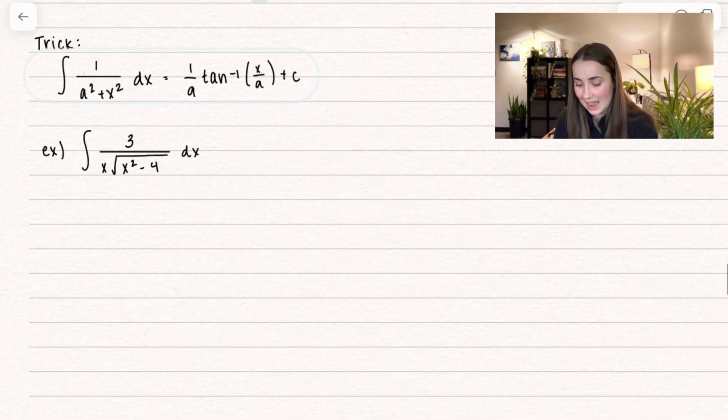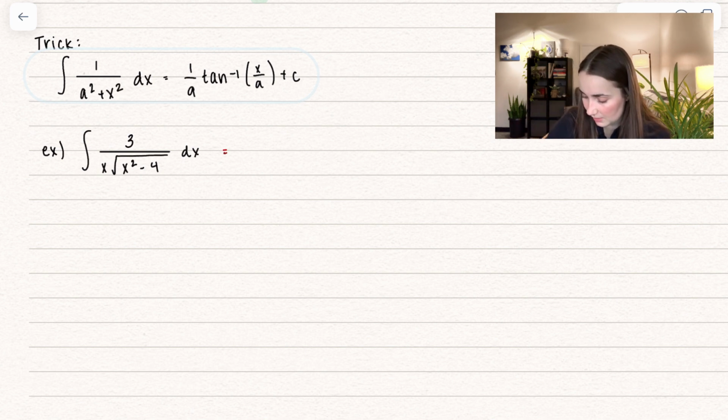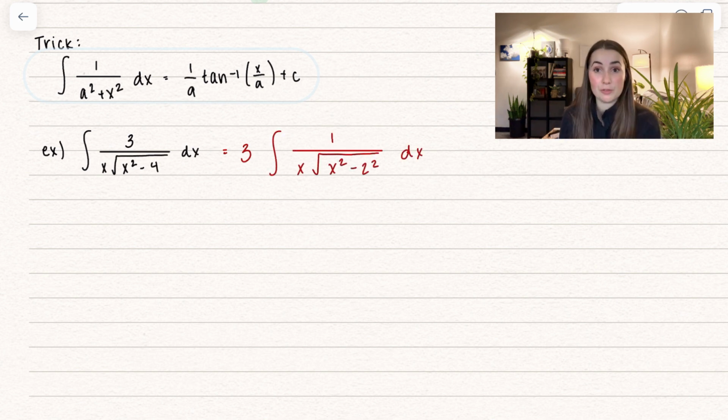So we have one more trick we're going to go over, and this has to do with inverse secant. So here we have 3 divided by x times the square root of x squared minus 4. So, of course, what we're going to do first is bring out that 3. And I rewrote the 4 as 2 squared because we want to make that a 1. And now we know what we have to multiply by in order to make that 1.